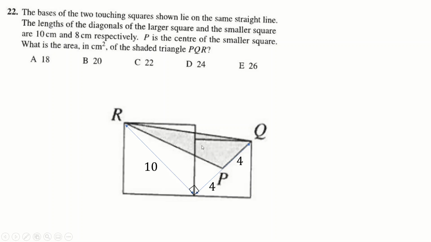And so the area of this grey shape is simply the area of this big triangle take away the area of this white one. Now the area of the big triangle is just a half times base times height, a half times 8 times 10.